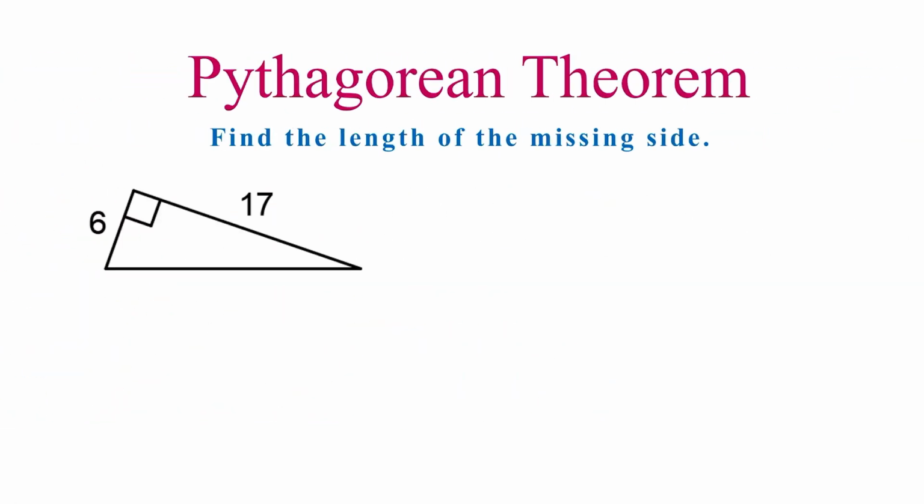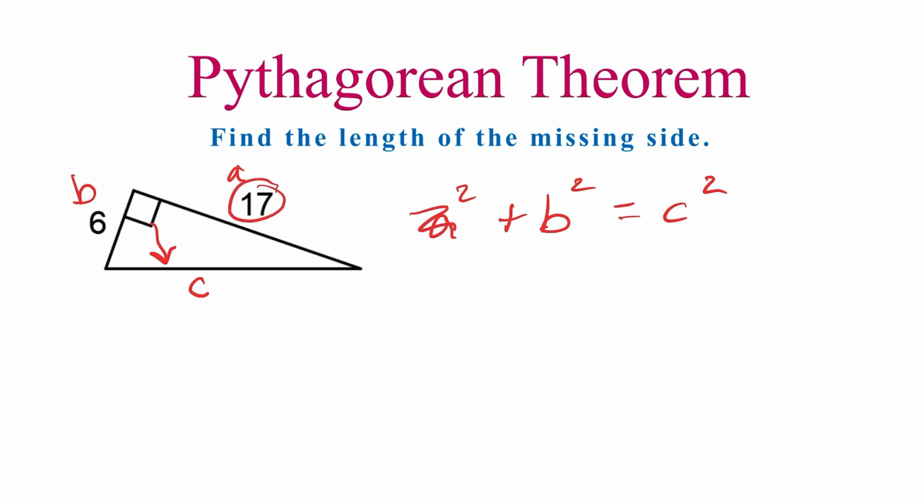All right. Find your missing side. Looky here. C's missing again. Means we've got A and B. Just get C right. A and B can be in any order of the two legs. I'm going to write the Pythagorean theorem. A is 17. I'm going to put a 17 in for A. B is 6. I'm going to put a 6 in and then solve it.